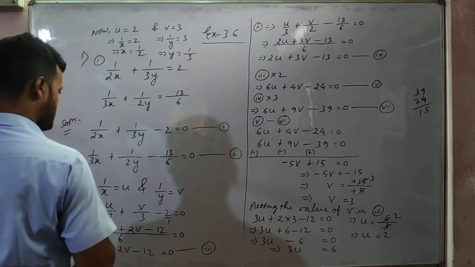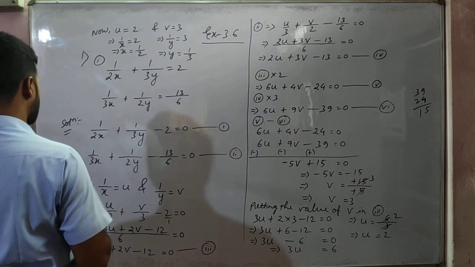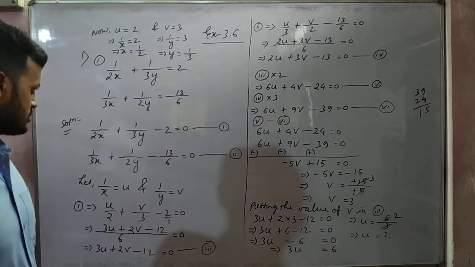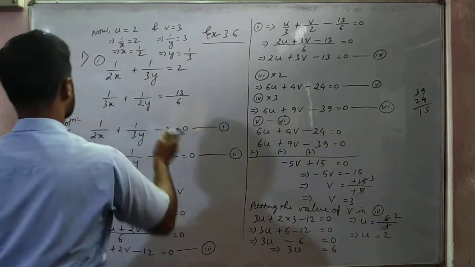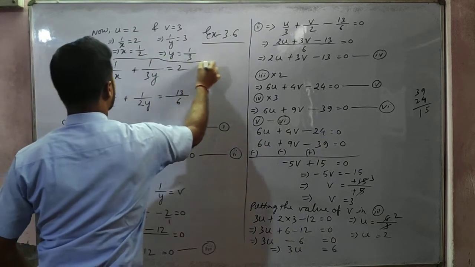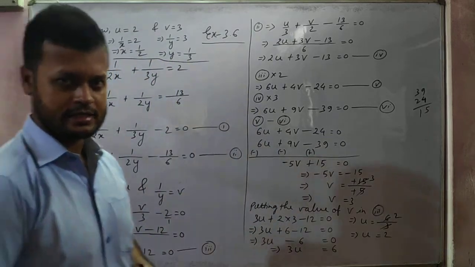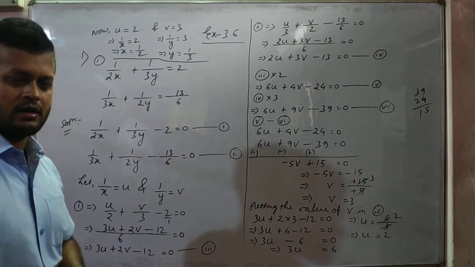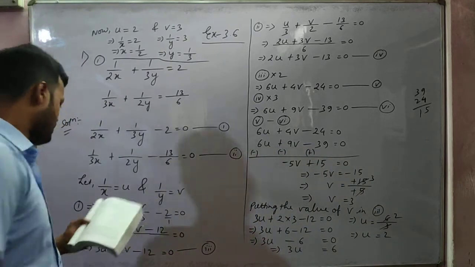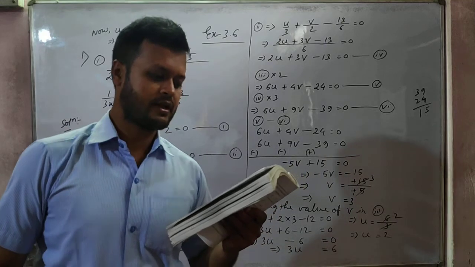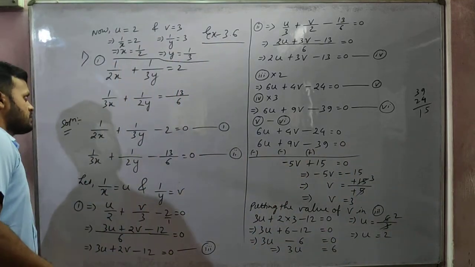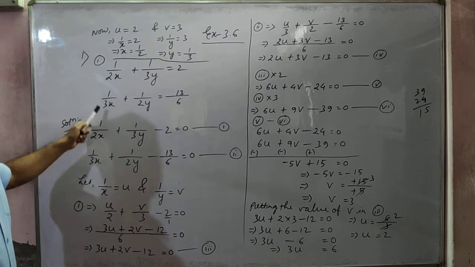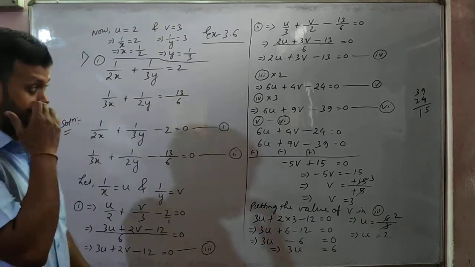Okay, students. So students, let us see this sum. You have to reduce them first. First, we have to reduce them to the pair. Solve the following pair of equations by reducing them to a pair of linear equations. Okay. So first, we have to reduce them. 1 by 2x plus 1 by 3y is equal to 2, and 1 by 3x plus 1 by 2y is equal to 13 by 6.